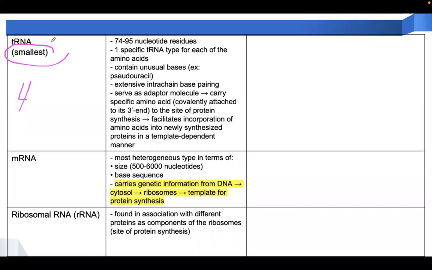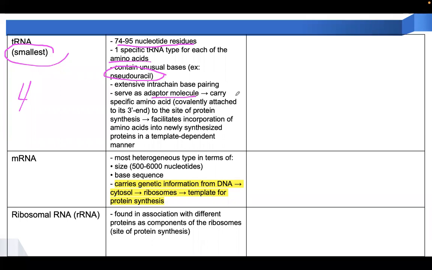Among all the 4 RNAs for your eukaryotic cell, ang pinakamaliit si tRNA. So ang mga major importance niya and the basic functions of your tRNA, magbasa muna tayo ng description. We have 74 to 95 nucleotide residues, 1 specific tRNA type for each of the amino acid, and then it contains unusual bases, example yung mga pseudouracil. Extensive intrachain base pairing.